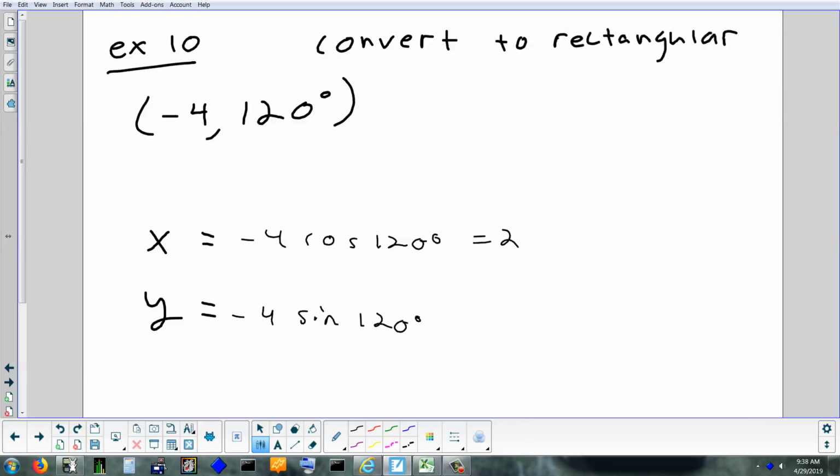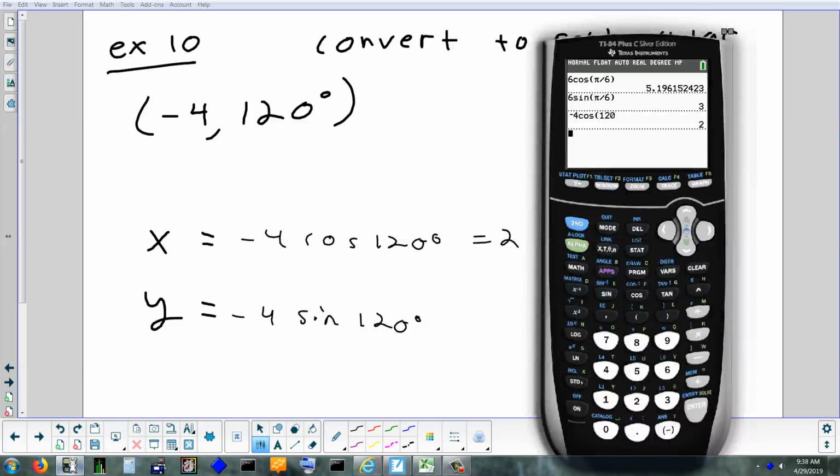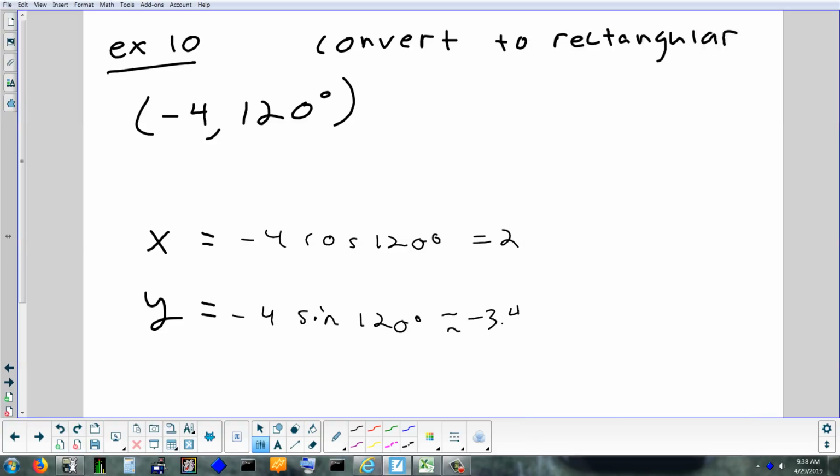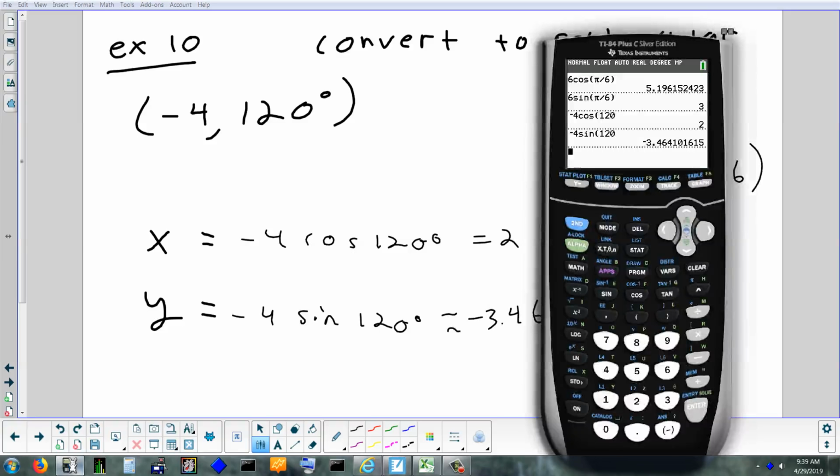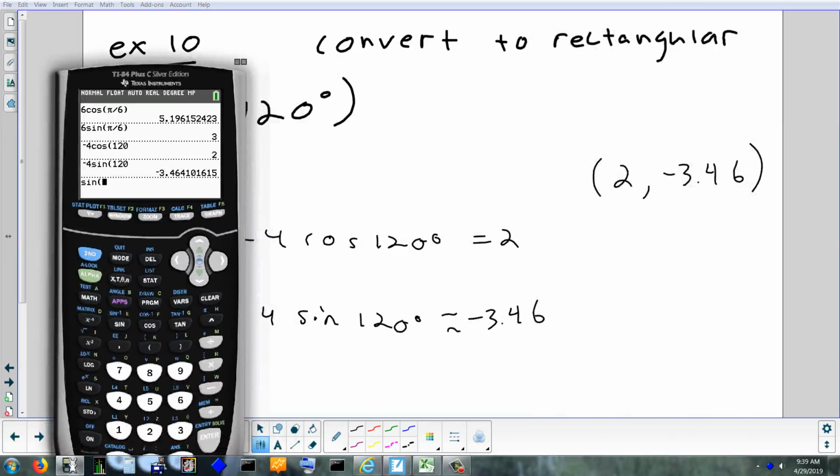A lot of times, I don't know if you've noticed a little bit of a pattern, but when your angle here is a multiple of 30 or 45, one of the answers comes out nice, the other one comes out to a decimal. That's usually what happens. Not always, but usually. And then -4 sine 120, this one is not going to come out to a nice number. Okay, it's -3.46. So the coordinate is 2, comma, -3.46. Okay. Any questions on that?